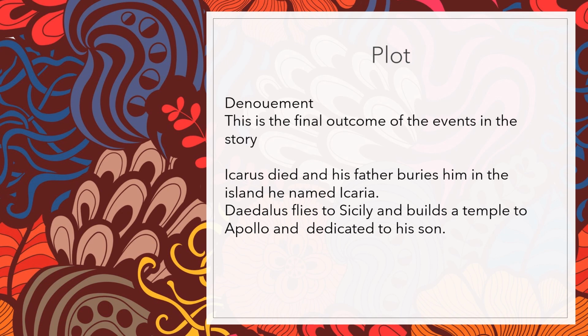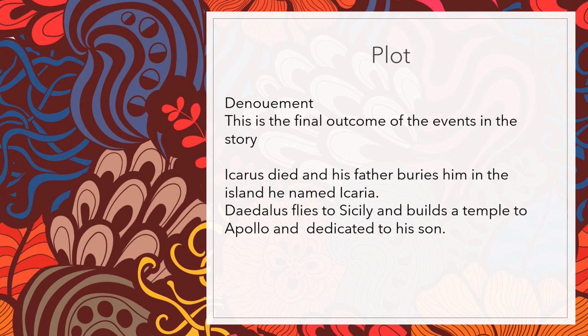Okay, now, these are the last events that are important inside the story. It's not important that he put the wings inside the temple. It's not important anything else, only these two little events, okay?